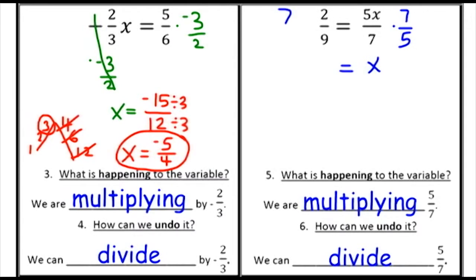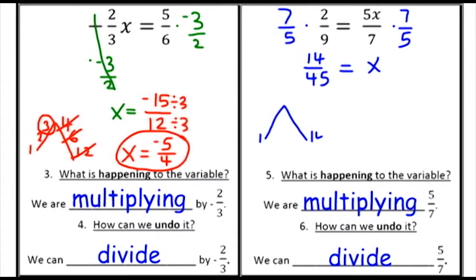7 over 5 times 2 over 9. 7/5 times 2 9ths. You need to do it to both sides. Keep things balanced. 7 times 2 is 14. 5 times 9 is 45. Always check if you can simplify. Never assume. You know what happens when you assume? You do poorly on your tests and quizzes.